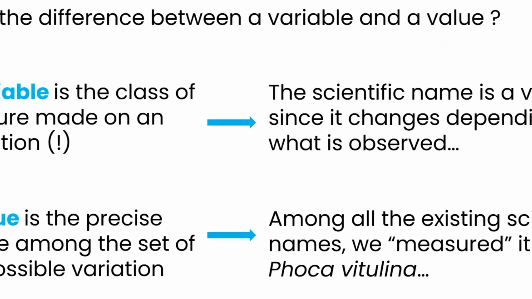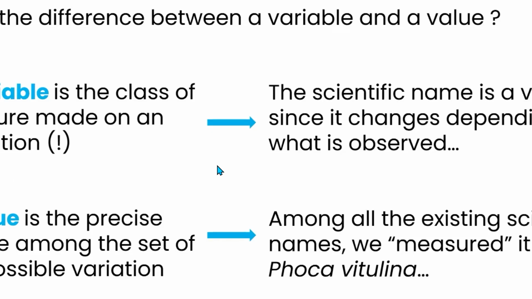In the same way, let's say the date or the location could change as well if we had more than those 2 observations in Gaspé. Let's say there was another observation here in Rimouski, then the variable location would change and would have the value of Rimouski for a 3rd line. Because the value is the precise measure among the set of every possible variation.